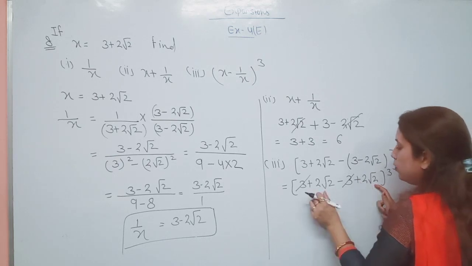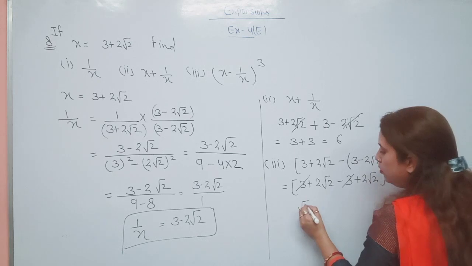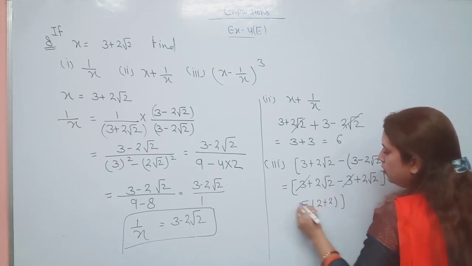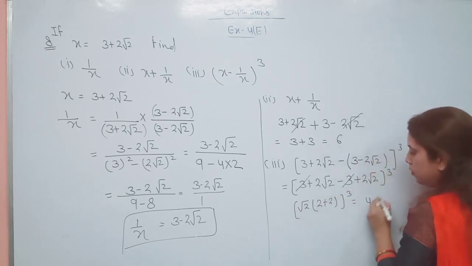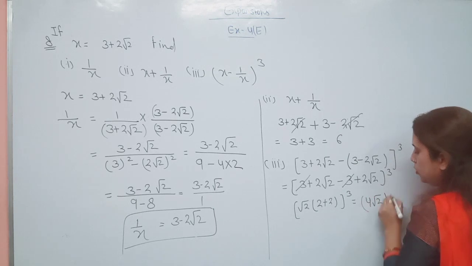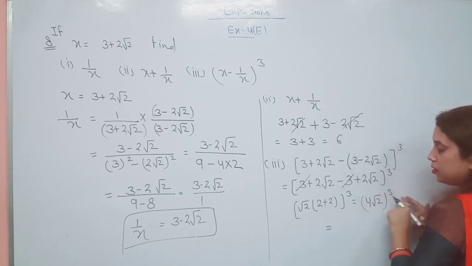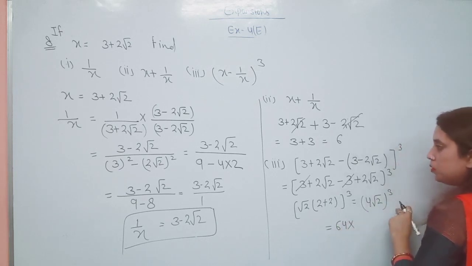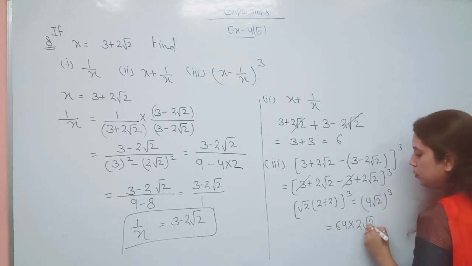How to add the under root numbers? We take under root as common, so it will be root 2 and within a bracket (2 plus 2) whole cube. So it is 4 root 2 cube. When we do the cube, 4 into 4 is 16, 16 into 4 is 64. Root 2 into root 2 is 2, and one more root 2, so it will be 2 root 2.